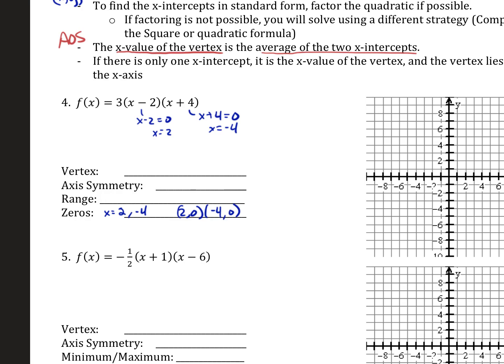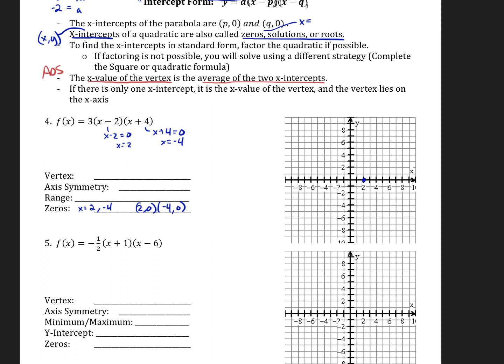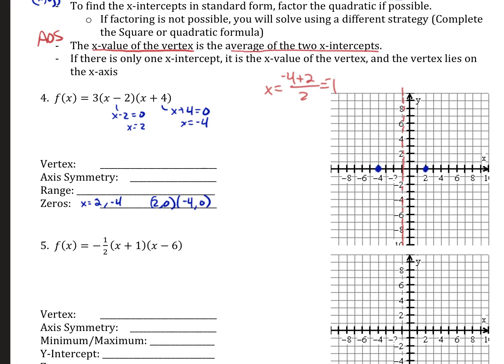So go ahead and graph your x-intercepts. You've got one at 2 and negative 4. Which means your axis of symmetry is right down the middle at negative 1. And you're like, well, how did you know that? Well, you could check by averaging the two x-intercepts. Negative 4 plus 2, and then divided by 2 is negative 1, excuse me. So your axis of symmetry is negative 1.